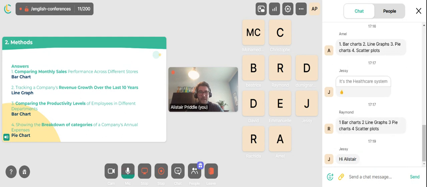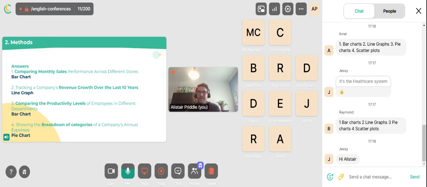Okay, guys, well, there we go. Very well done. Hello there. So welcome to the lesson if you've just joined us. Just having a look at some methods here of data presentation in a visual way.